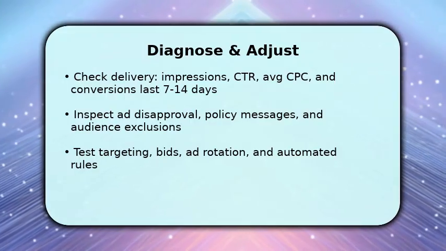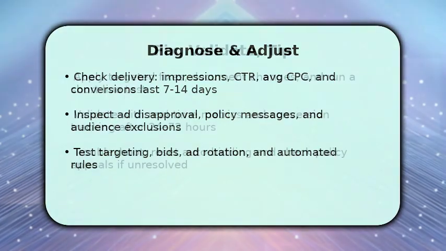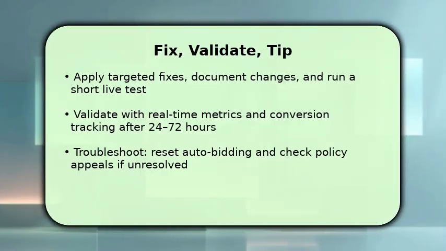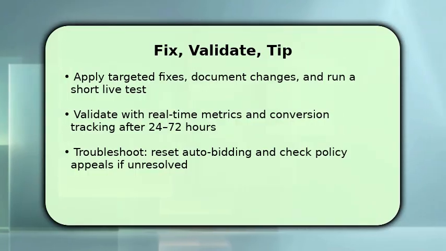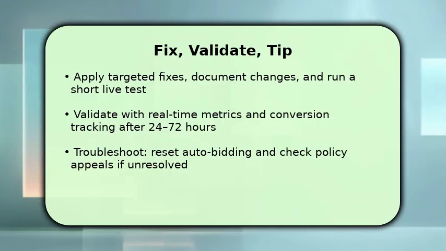You apply the selected fixes and validate results. Change only one major variable at a time, document each change, and run a short live test so you can attribute effects. After 24 to 72 hours, check real-time metrics and conversion tracking to confirm restoration. Make sure your conversion window and attribution model haven't shifted.